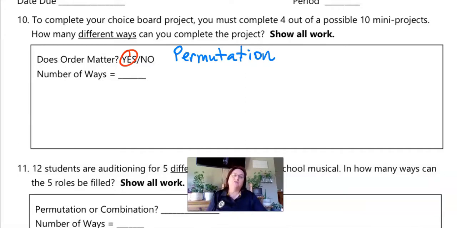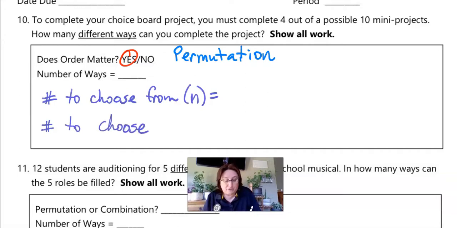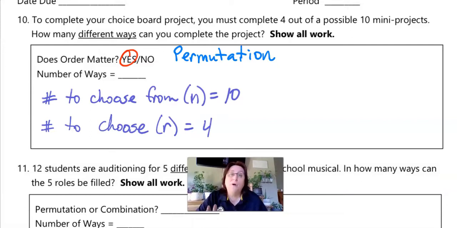So if it's a permutation, there's a couple things that we need to figure out. First of all, we need to figure out the number of possibilities to choose from. The number to choose from, hey guys, that's going to be your N. And then we need to figure out the number to choose. How many are we going to choose? That is your R. So the number to choose from, well, how many total mini projects were there? 10. There's 10 to choose from. And how many of those 10 are you going to choose? 4. You're going to choose 4 out of the 10.